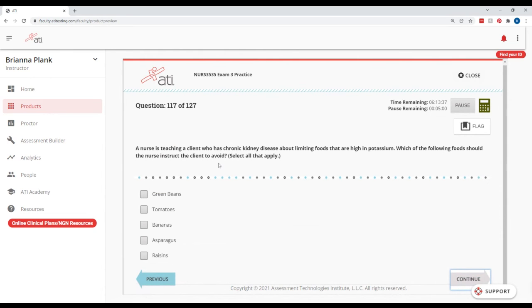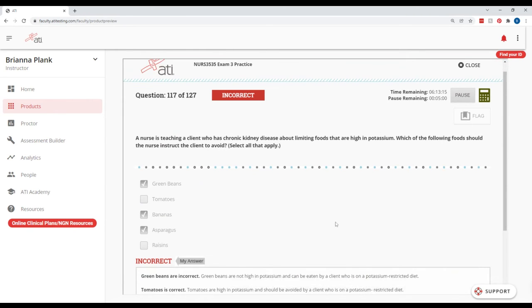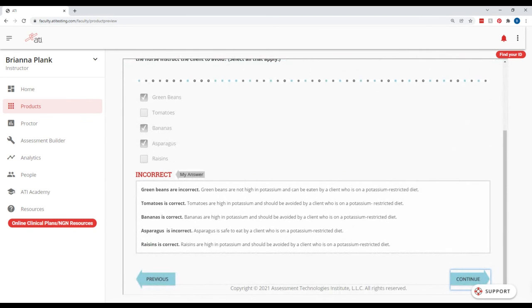High in potassium. Ooh, okay. Bananas for sure. What do you guys think? A, C, and D? C and D. Let's try A, C, and D. No. Green beans, no. I had tomatoes and I took it off. Bananas for sure. That's like your classic one, right? For potassium. Asparagus does not have potassium.